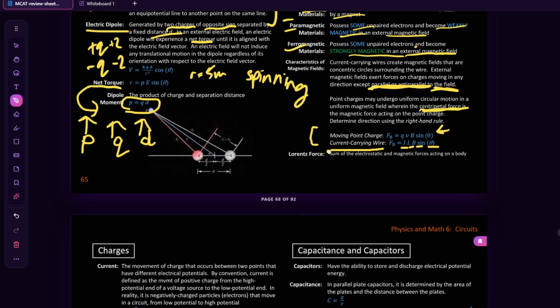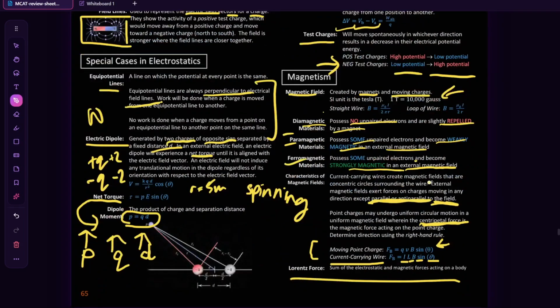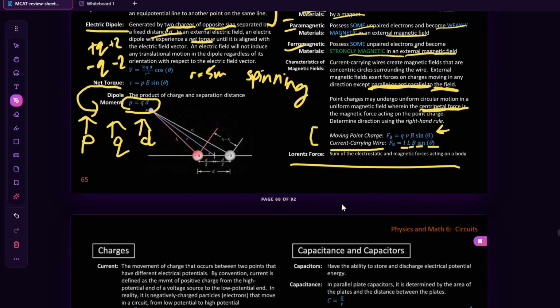Lorentz force is the last thing we're going over. And this isn't a brand new type of force. It's simply the total force on a charged particle, the sum of electrostatic and magnetic forces acting on a body.